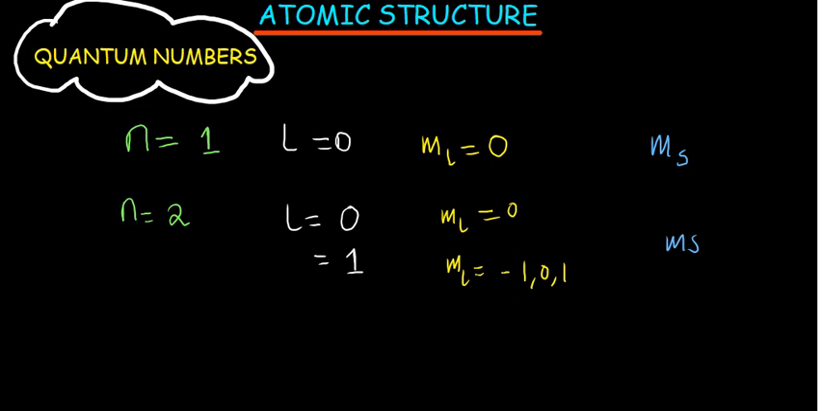All right, and then we're going to go to the third energy level. N is equal to 3. For the third energy level, L is first going to be 0.